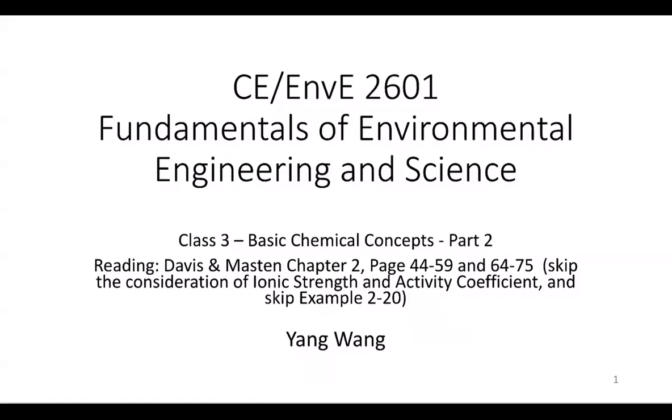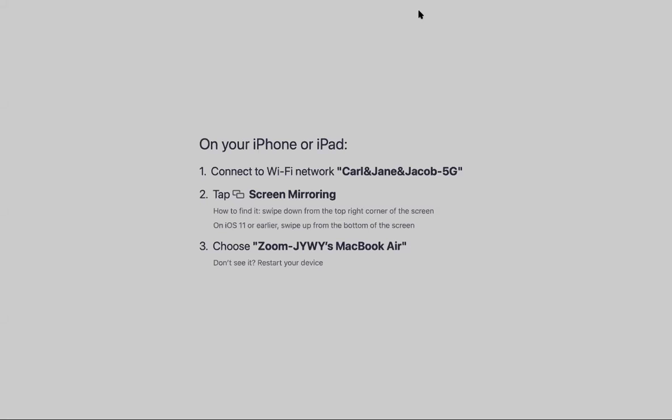Okay. So in this class, we're going to continue our discussion on the basic concepts of the chemical systems. All right. So I'm listing the updated reading assignment. It's going to be also in chapter 2, but a different range of pages. And you can also skip some contents because we're not going to use them in our homework or in our exam.